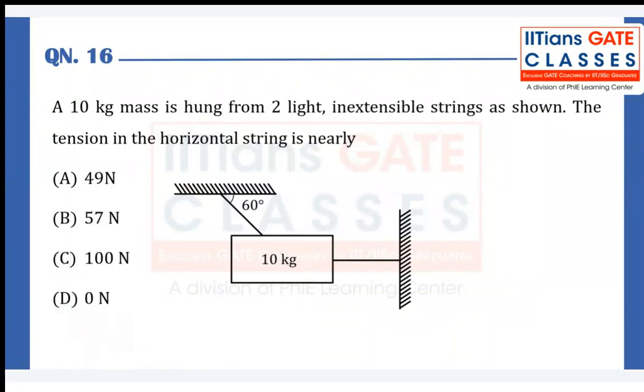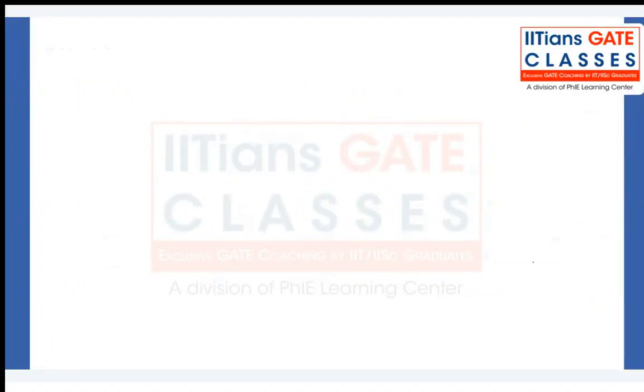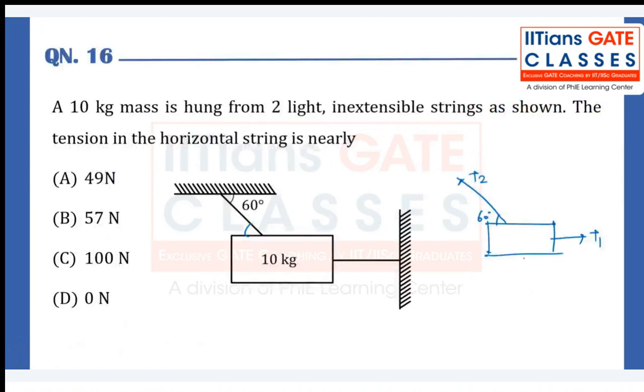So let's try to draw the free body diagram of this block. We can say that this block is subjected to two tensions. One is in this horizontal direction. One is at a 60-degree angle with the horizontal, because alternate angles have to be equal. Let's call them T1 and T2, and the weight is acting in the downward direction, which is 10 times the acceleration due to gravity.